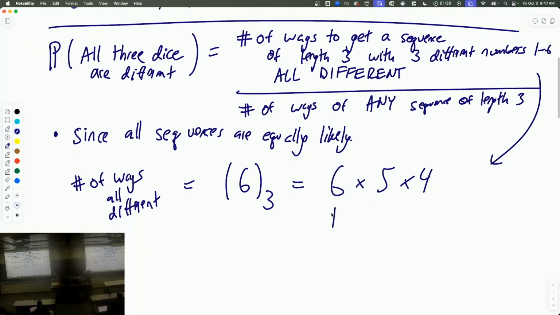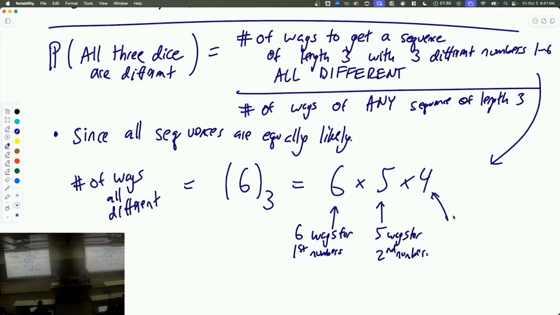And that is because there are 6 ways to choose the first number. For the first number, there's 5 ways for the second number. And the reason it's only 5 is because the first number is forbidden. Whatever you chose in the first slot is not allowed to be picked in the second slot. And last but not least, there are 4 ways for the third number because the first 2 are forbidden. Okay. So 6 times 5 times 4.